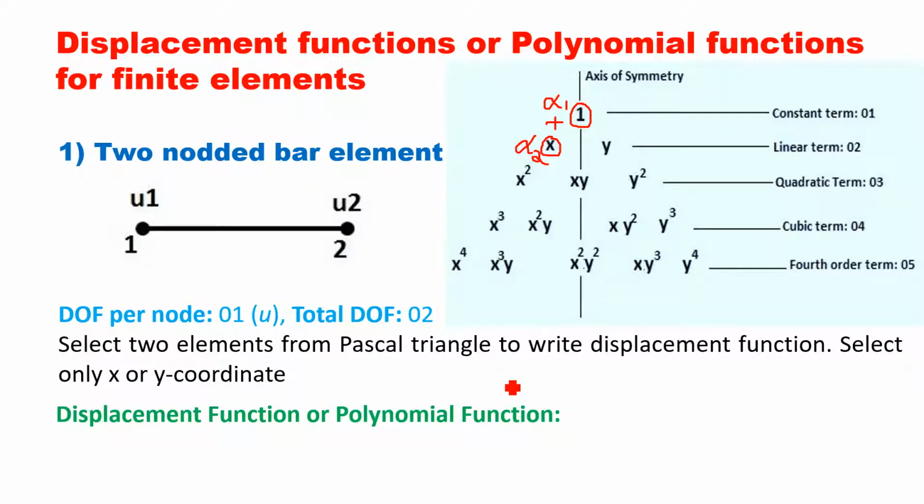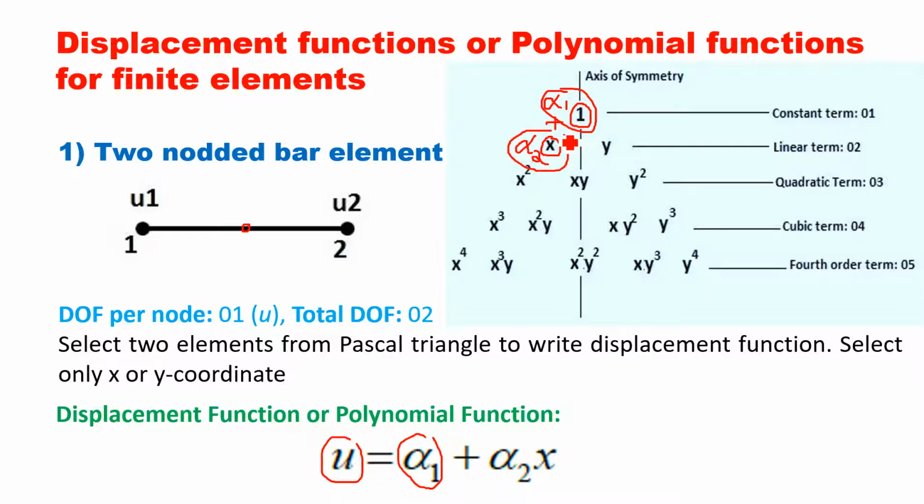So finally the displacement function, or polynomial function, for a two noded bar element is u equal to, what does u represent? u represents the displacement of any point of the bar. So alpha 1 into 1 means alpha 1, plus alpha 2 into x is alpha 2x. So u is equal to alpha 1 plus alpha 2x. This u represents the approximate variation of displacement of any point of the two noded bar element. Okay, so this is the displacement function.